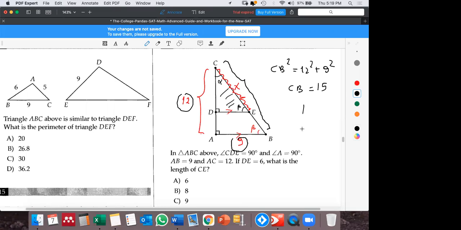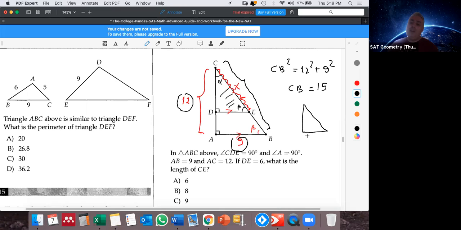How 15? Let me tell you another rule. The 3K, 4K, 5K rule. What does it mean? To get 9, K must be 3. 3 times 3 is 9, so K is 3. 3 times 4 is 12. So 9 and 12 satisfy it. It means this must be 5 times 3, which is 15 directly. A practical rule. But anyway, you can use the Pythagorean theorem if you don't know this way.